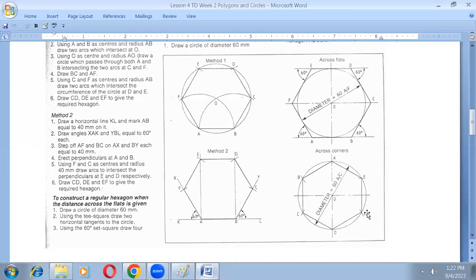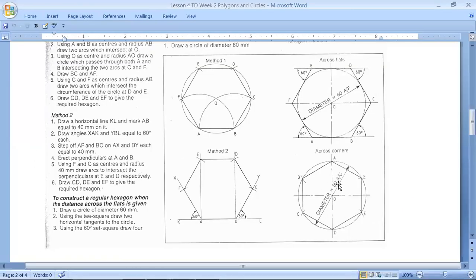Look at the last one. This is when you know the diameter of the circumference circumscribing the polygon. If the diameter is 60, open the compass at 30, draw the circle. When you draw the circle, draw the horizontal line passing through the center and the vertical line passing through the center using the 90-degree set square. All right. Then put the compass at the same radius you used to draw the circle.